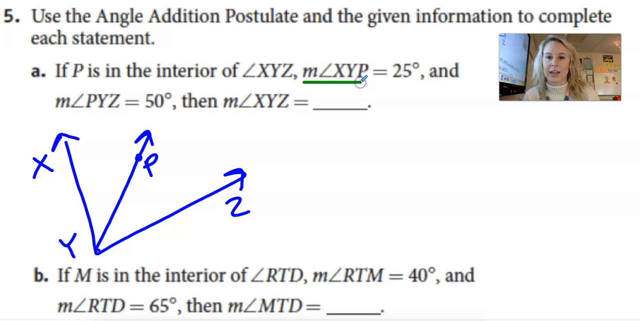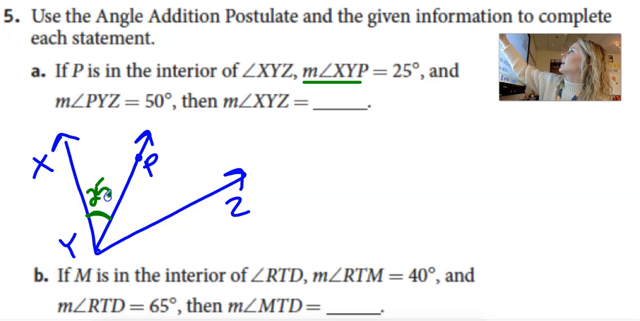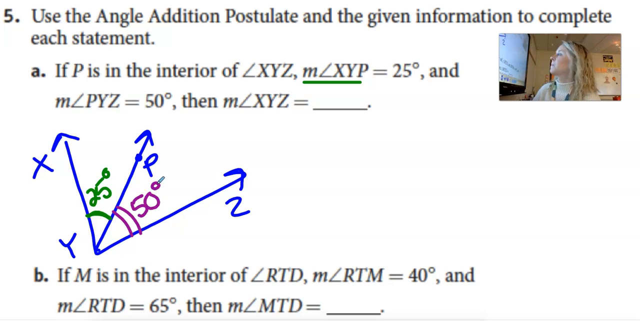It tells me that X, Y, P, I'm going to give an angle mark over here, instead of highlighting it right on the inside, 25 degrees. And then it tells you P, Y, Z. I'm going to put 2 angle marks over here to say it's different. It's 50 degrees. Find the measure of X, Y, Z. So I'm looking for the measure of the entire thing. So I'm just going to add 50 and 25 together to get 75. Okay?